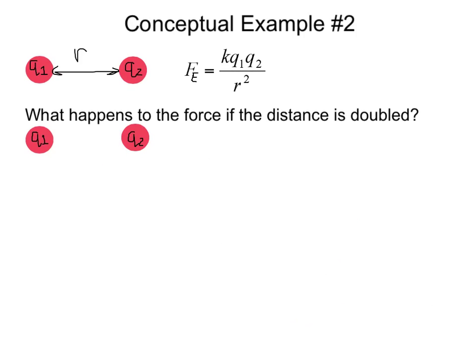In the previous example, we determined what happened to the electric force if one of the charges changes. But what happens to the force if the distance between the charges changes, or in this example, if that distance is doubled. That is, we move charge Q2 twice the distance away from Q1, and we'll call that 2r.